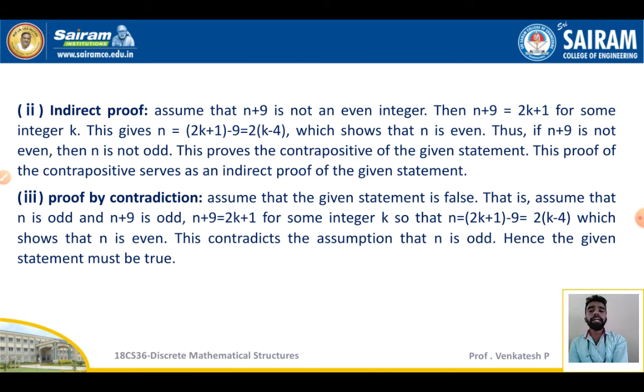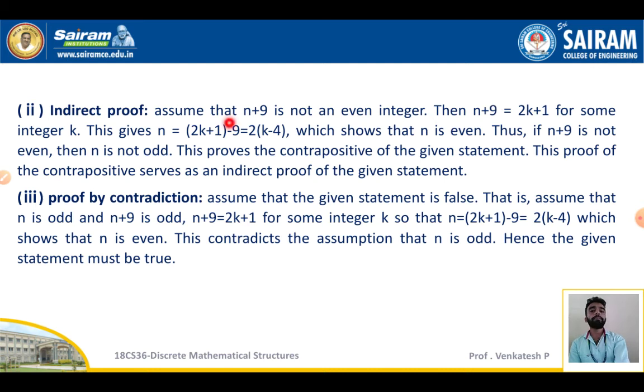Next is indirect proof. So assume that n plus 9 is not an even integer. Okay, I'm going to assume that n plus 9 is not an even integer. Then n plus 9 must be 2k plus 1, that is, n plus 9 must be an odd integer for some integer k. Okay, this gives that n is equal to 2k plus 1 minus 10. I'm shifting this 9 to the RHS. So I'll be getting what?